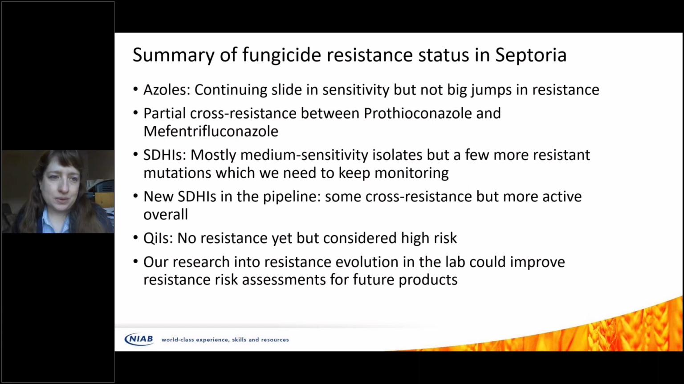And also with some of the research that I'm doing in the lab now, hopefully we can improve resistance risk assessments for future products.